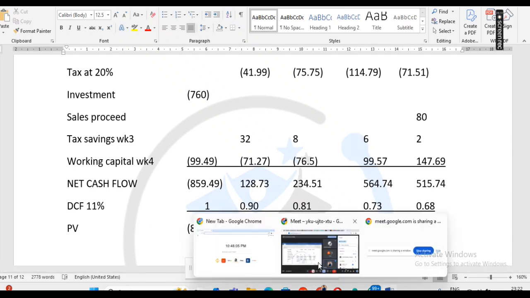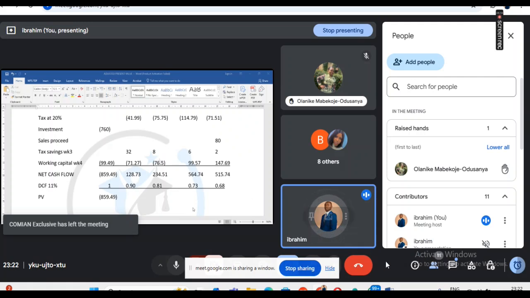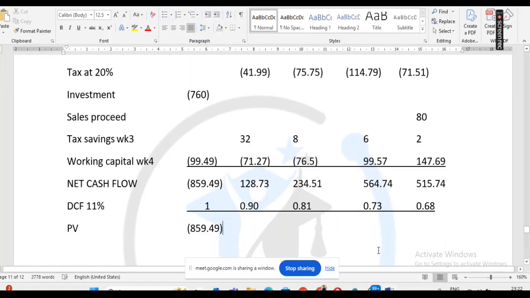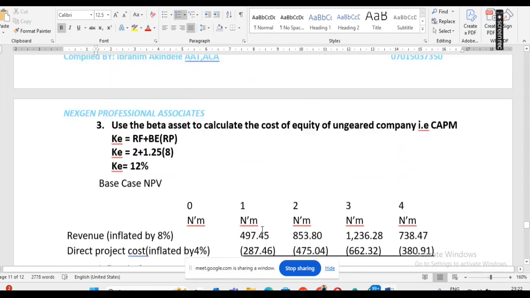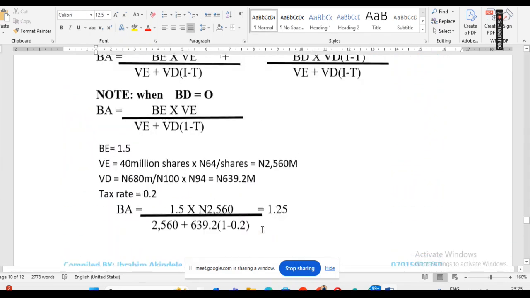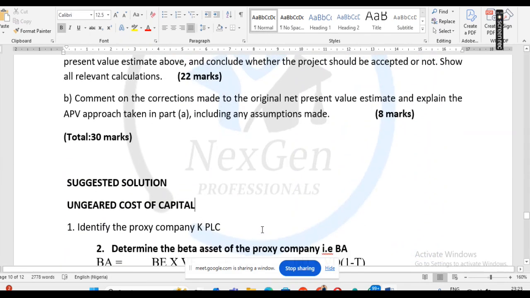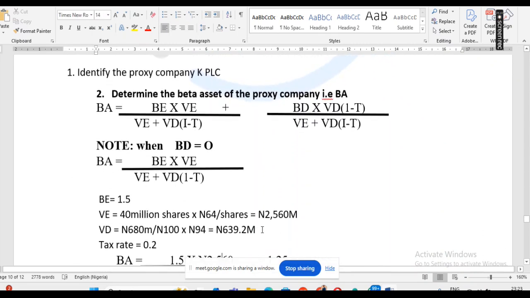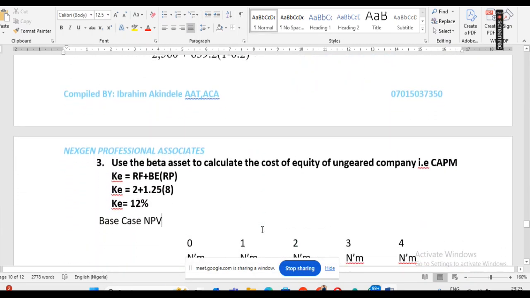So when you multiply, who is that now? Okay, Olanike. Thank you, sir. I know something. We calculated 12% cost of equity. I think we are supposed to use that. How many percent did we calculate? 12%. Sincerely, I've forgotten. That is the ungeared cost of capital, right?